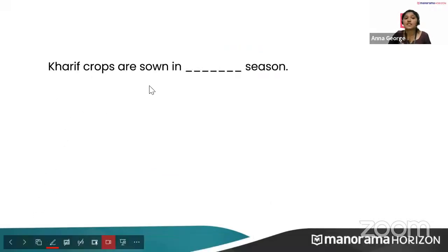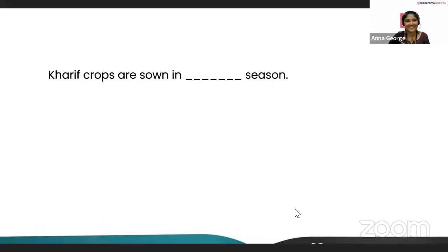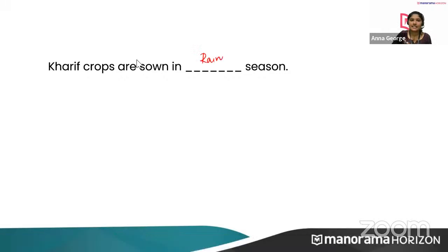Kharif crops are sown in dash season. Very simple. What is the answer? Very good. Abraham and Brinda, Akshat, rainy. Yes, very good. They are sown in the rainy season.